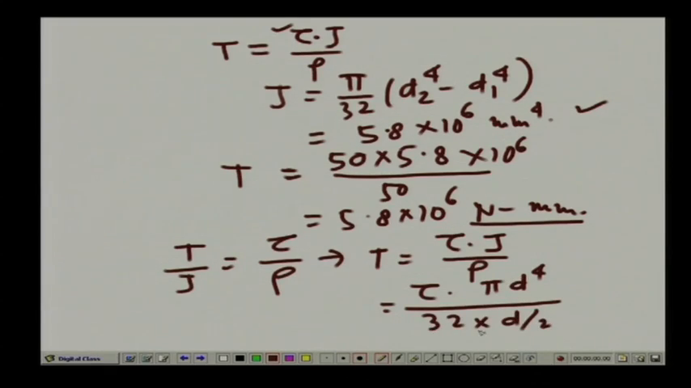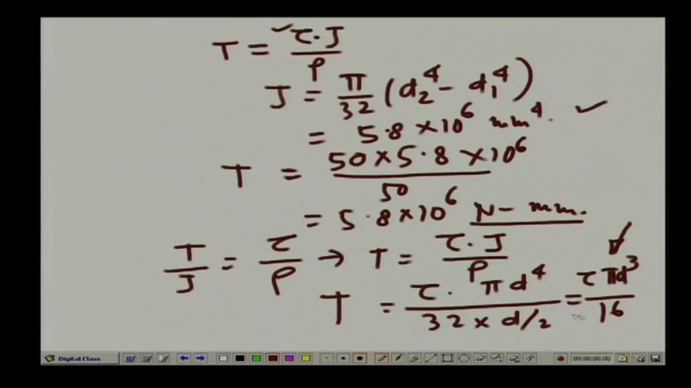So, this gives us pi d cube by 16. So, this is equal to tau pi d cube divided by 16. So, this is the value of T in terms of the stress. Now, what we need to compute is the diameter d.